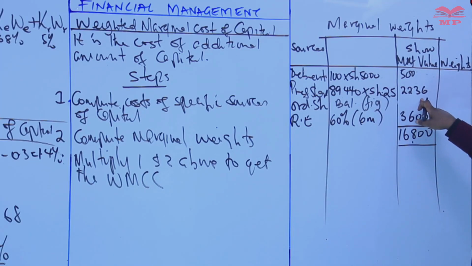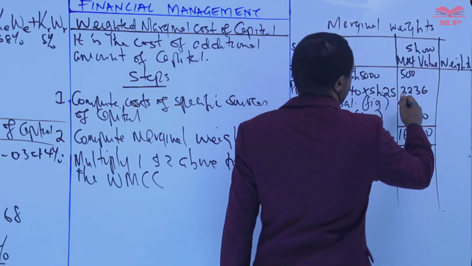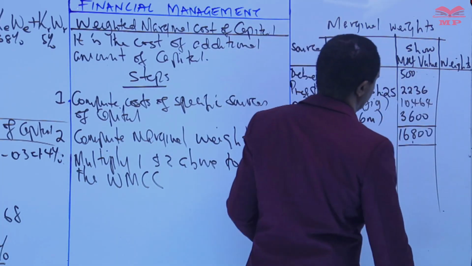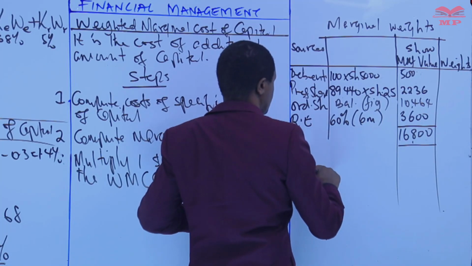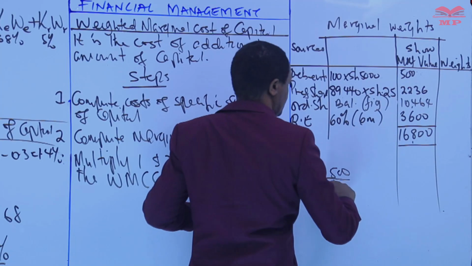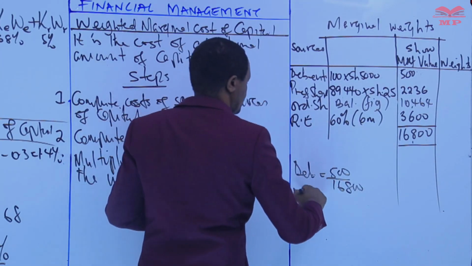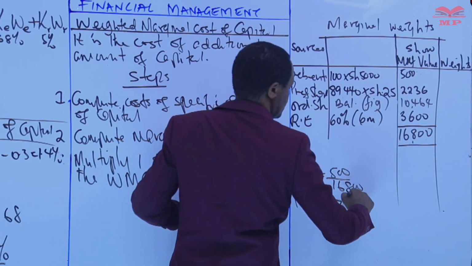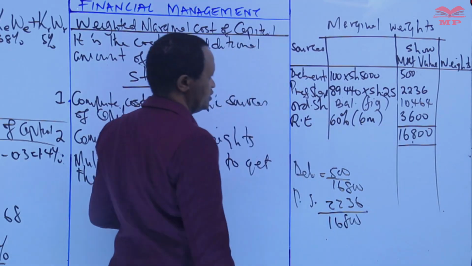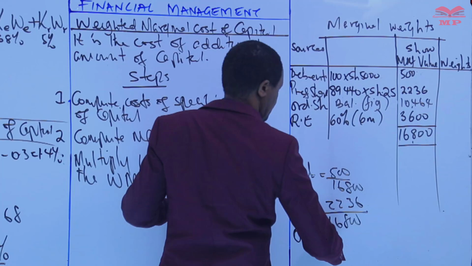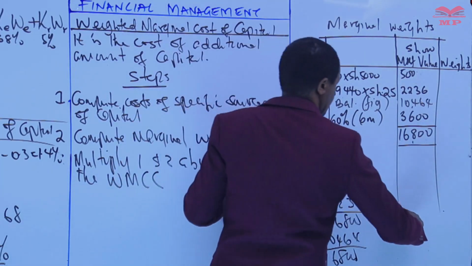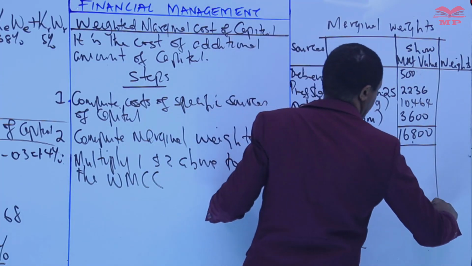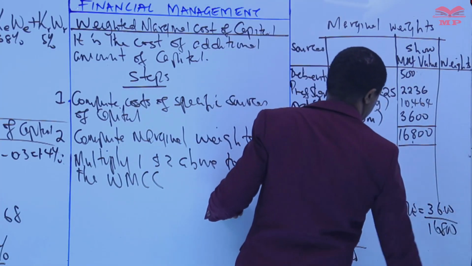So what will be the ordinary share? 10,464. If that is true, then we can do the weight. The weight for debenture will be equal to 500 divided by 16,800. For preference share, it will be 2236 divided by 16,800. Ordinary share, 10,464 divided by 16,800. For retained earnings, the weight is 3.6 million divided by 16,800. That's how you calculate the weights.